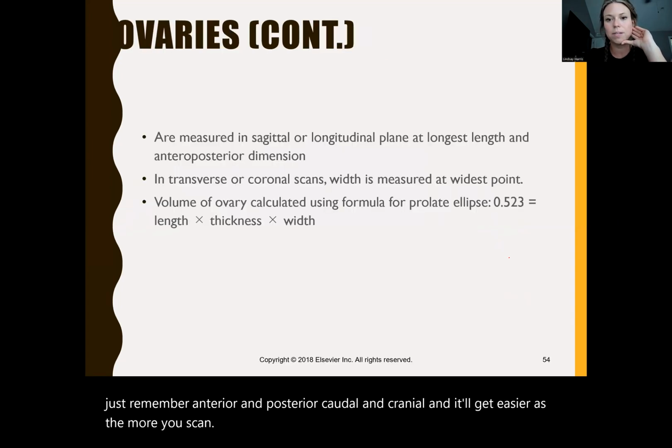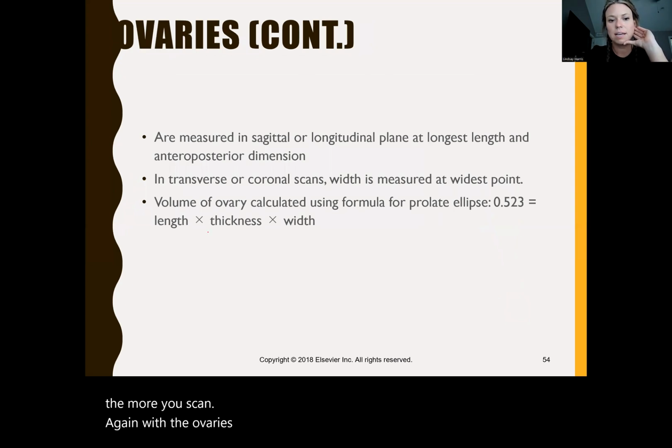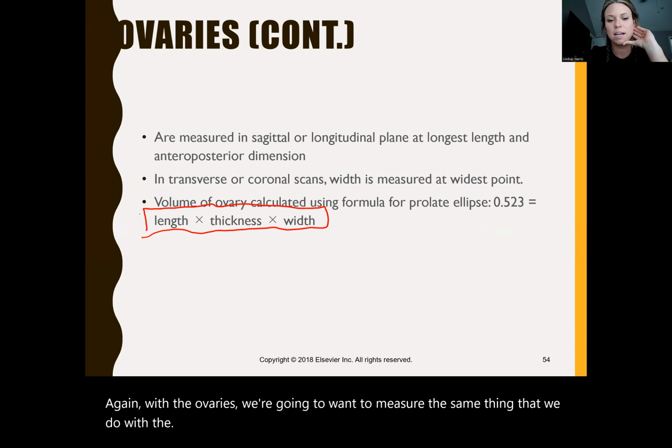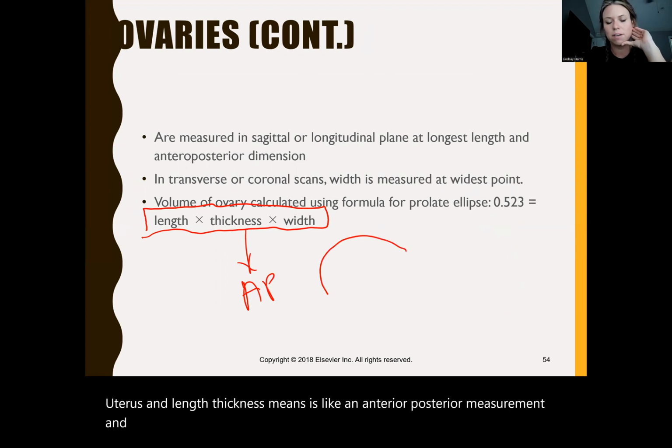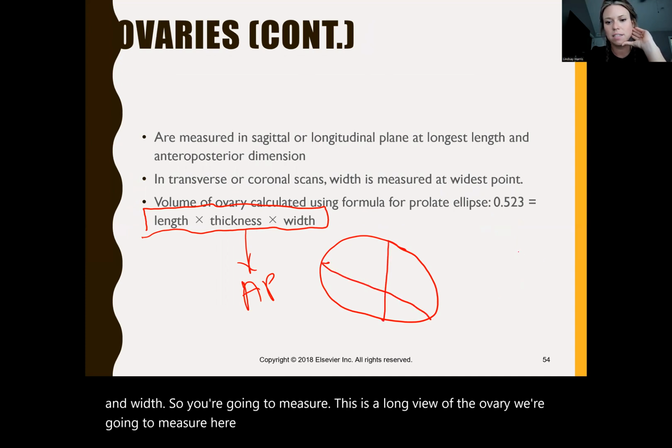Again, with the ovaries, we're going to want to measure the same thing that we do with the uterus: length, thickness, which is an anterior-posterior measurement, and width. So this is a long view of the ovary, and you're going to measure here, here, and then let's say this is a transverse view, you're going to measure here.